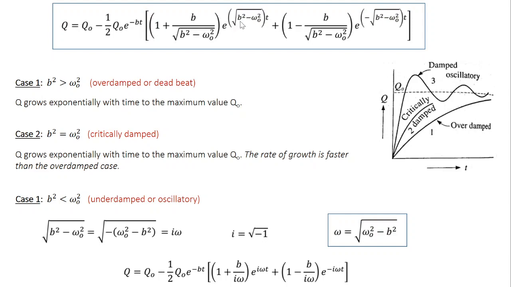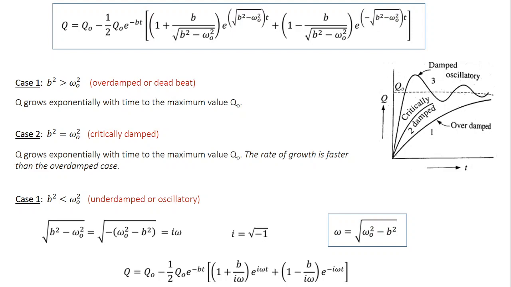First case, b square greater than omega naught square. Now what's the meaning of it? b is the damping factor and omega naught is the frequency of the undamped oscillation. So what it physically means is the damping condition is more than the undamped condition. So this is known as the overdamped condition or deadbeat.